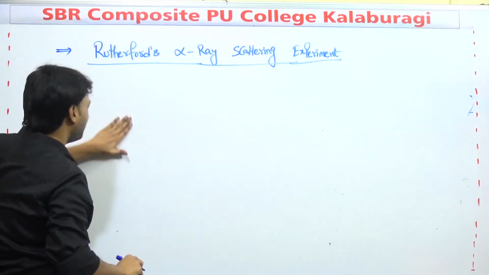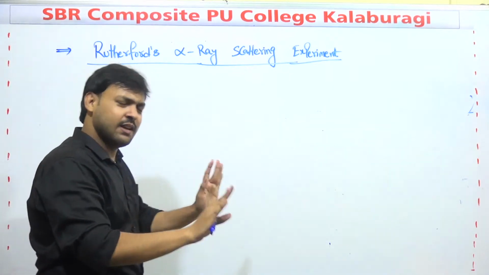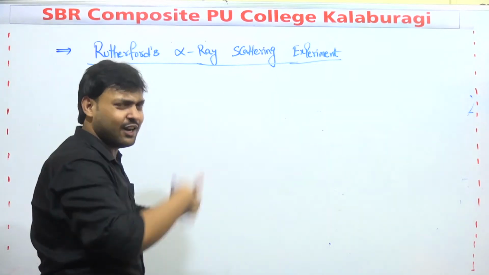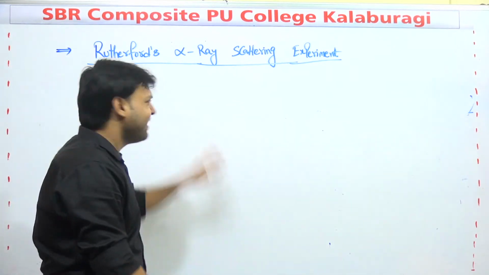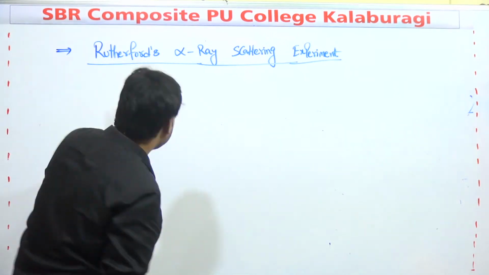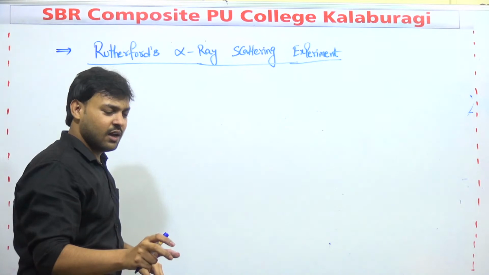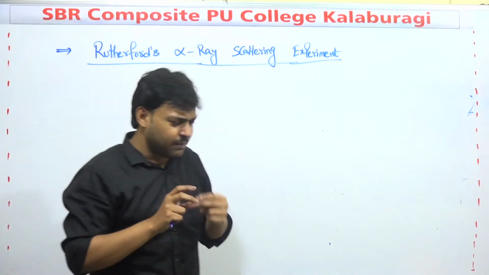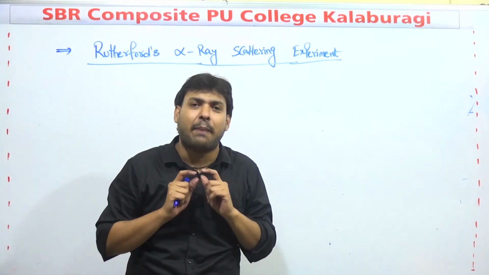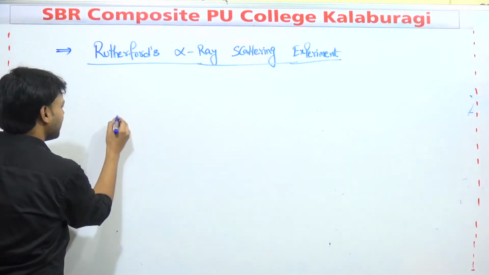So he considered a source. Concentrate again, another experiment. Come back out of that oil drop experiment and listen to this one. There is no relation between that experiment and this experiment. So he considered a source. That source will produce the alpha particles. What is the source he considered? He considered a source.